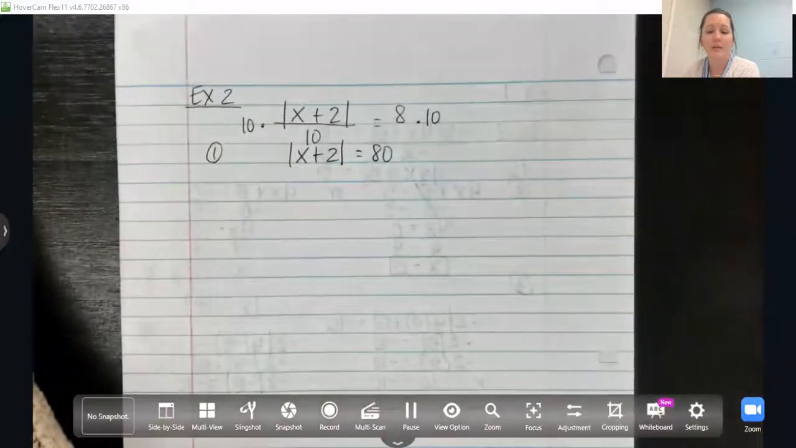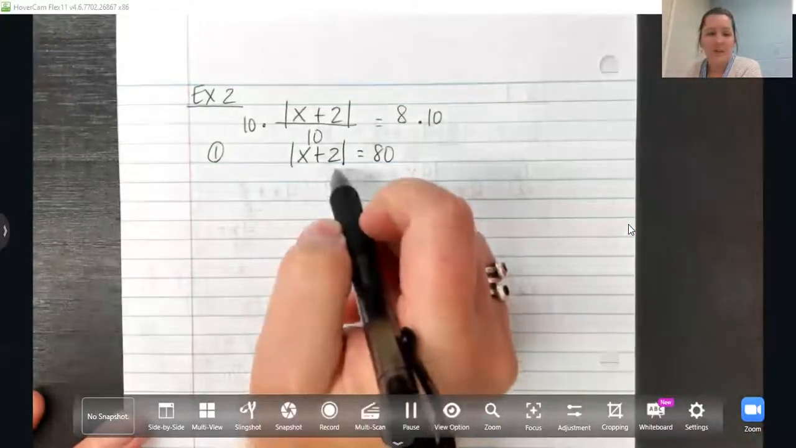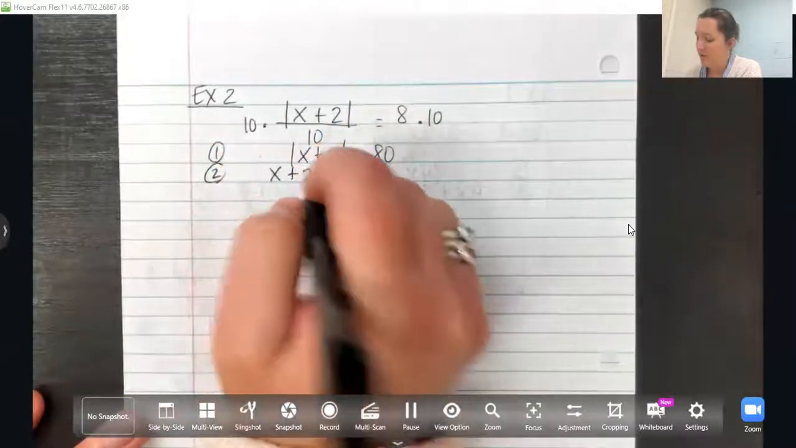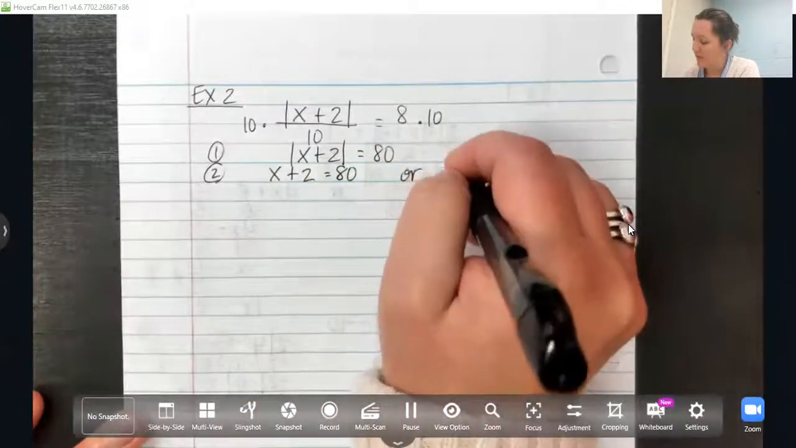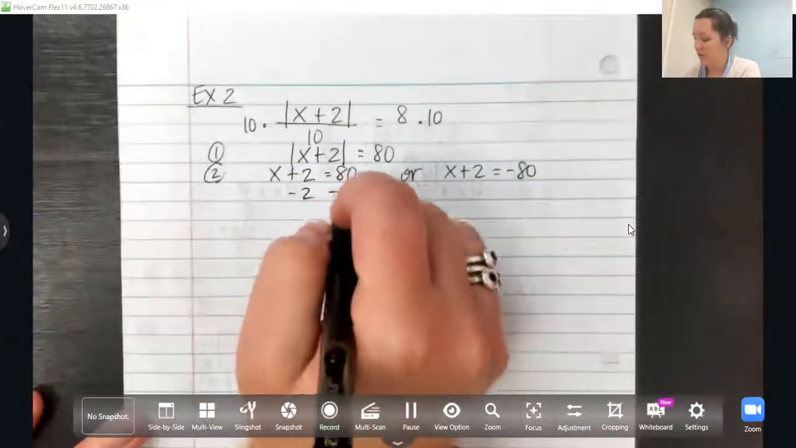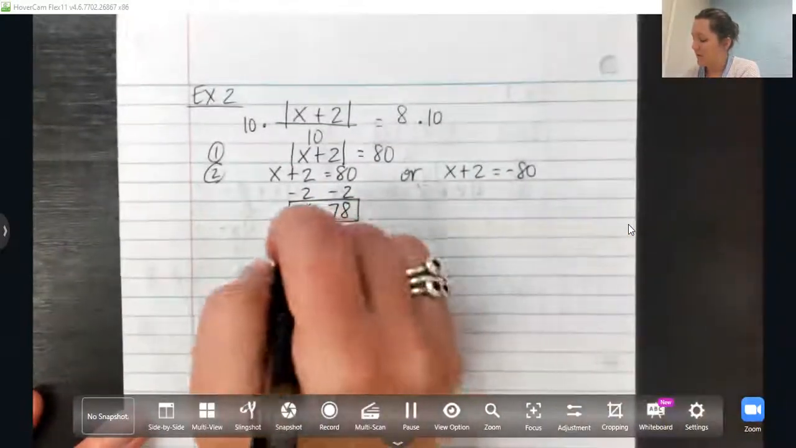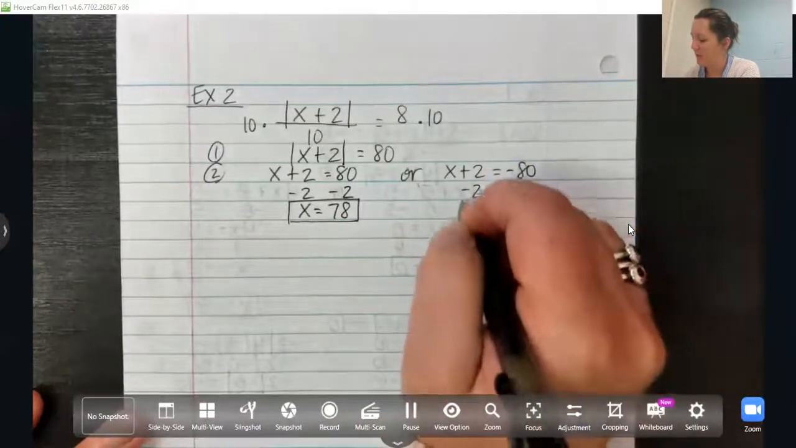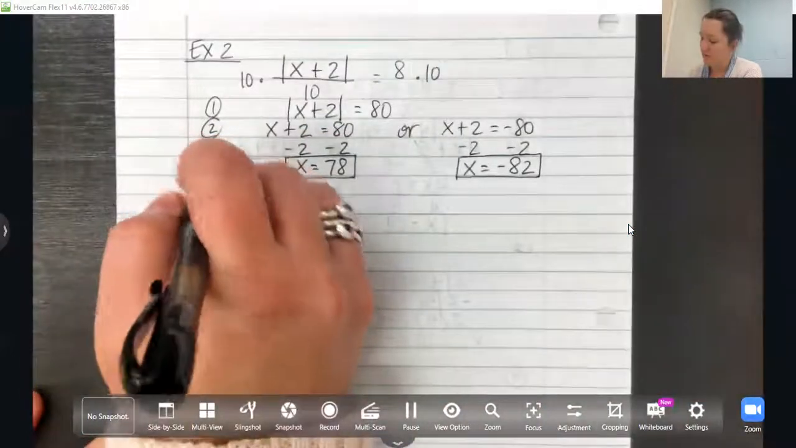Okay, so now that was our step 1. Our step 2 was to write equivalent equations. So we have x plus 2, whatever's inside the absolute value bars, could equal a positive 80, or x plus 2 could equal a negative 80, right? So we're going to solve for those. Right here, we'll subtract. So we have x equals 78. That is our solution there. And over here, we'll subtract 2 as well. We have x equals negative 82. Right? So that was our step 3, solve for x.